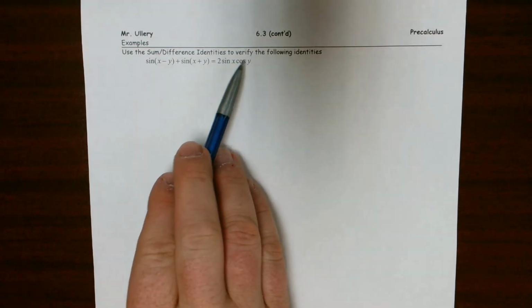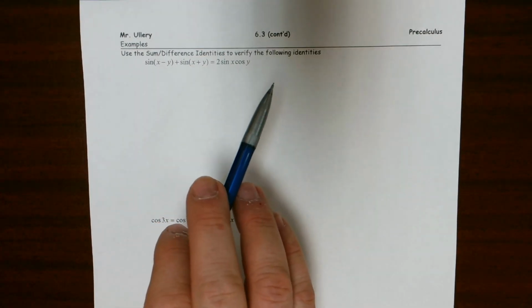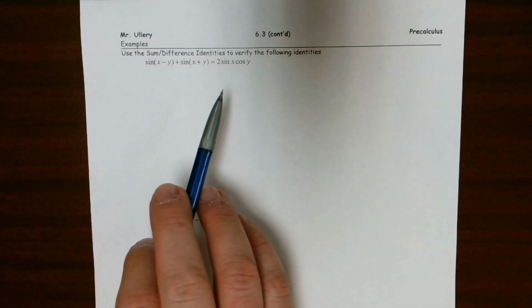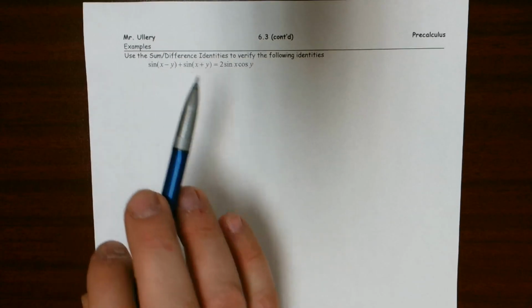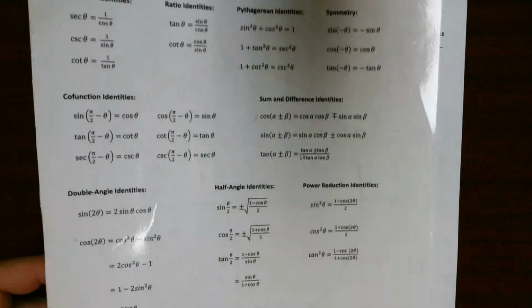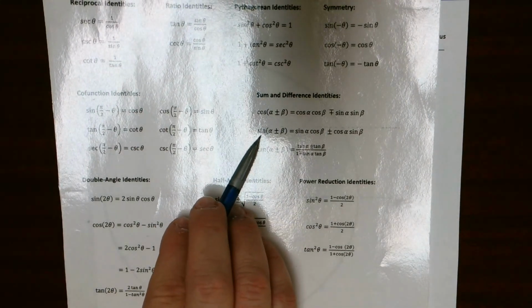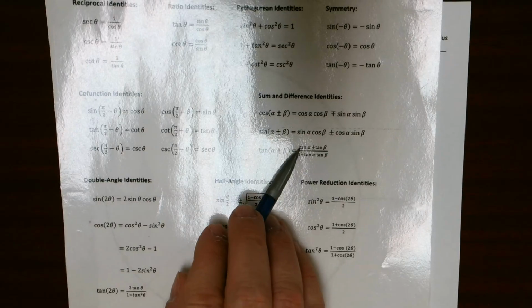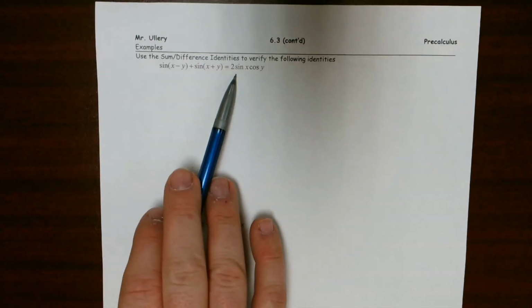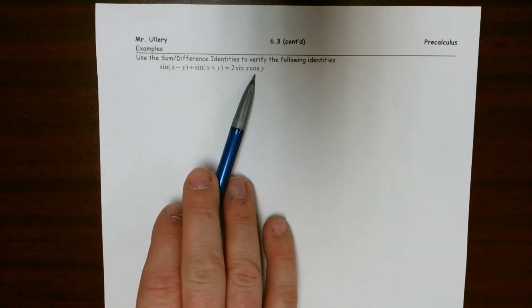We're just verifying, which means we're going to work on one side of the equation. We're looking for the most difficult side, so I'm going to choose the left, and I'm going to notice right away that these look like sine family sum and difference. Just to refresh, you have these on the front of your 6.3 notes. Sine of an angle plus an angle is equal to that. Sine of an angle minus an angle is equal to that. So we're going to make a simple substitution in hopes that it equals 2 sine x cosine y.